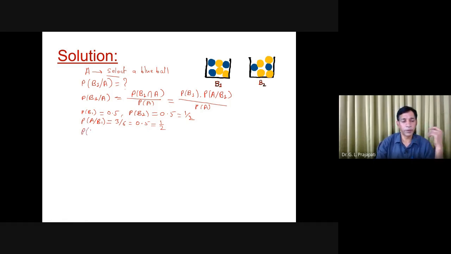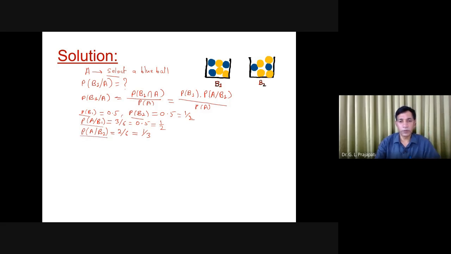Similarly, you can compute probability of A given B2. What is the probability for the blue balls given that the bucket is B2? There are 2 blue balls and 4 yellow balls, so total balls are 6. 2 blue balls, so 2 by 6, and this is actually 1 by 3. Now we know the probability of B1, the probability of B2, the probability of A given B1, and the probability of A given B2.